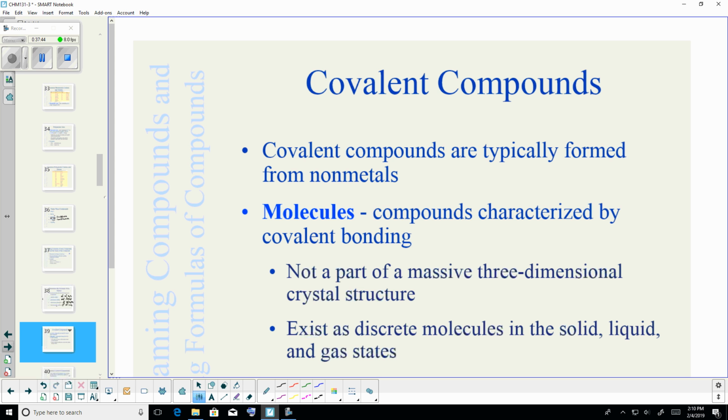All right. So that's ionic. Now we're going with covalent. They're nonmetals or a metalloid in a nonmetal. They form molecules. So they don't have this big three-dimensional network like ionic compounds do. So they exist in discrete molecules, solid, liquid, or gas. So like oxygen's a gas, water's a liquid, higher molecular weights are solids.